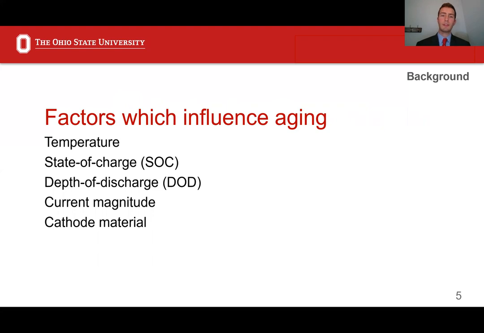There are also several factors which influence aging. Those are temperature, state of charge, which is the percent remaining capacity of the cell, depth of discharge, which is the state of charge range over which the cell operates, current magnitude, and the cathode material used for the cell.